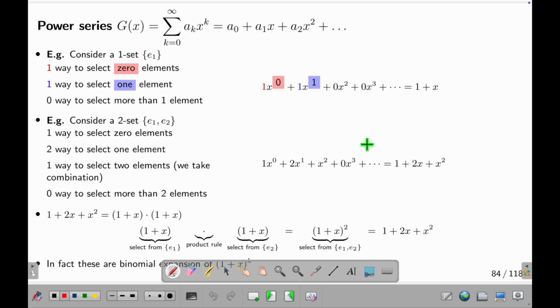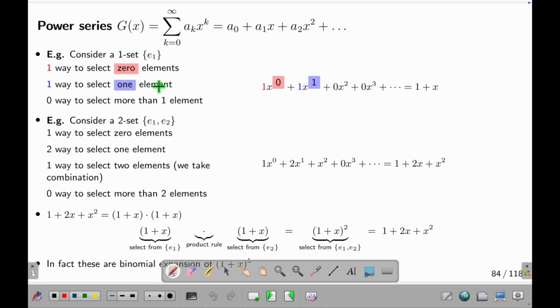This kind of thing has a name called a power series. What is that? You have something plus something times x to the power 1, plus something times x to the power 2, plus, to infinity. Important, to infinity. We don't stop in the middle. These A0, A1, A2, A3, A4, A5 are called coefficients.